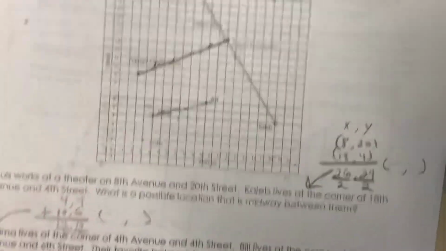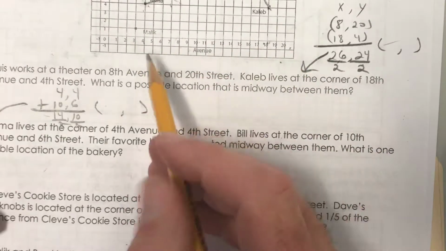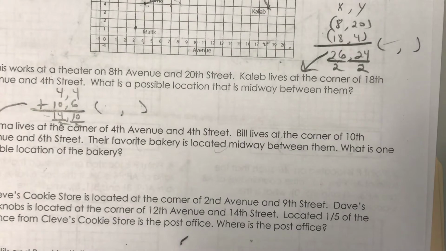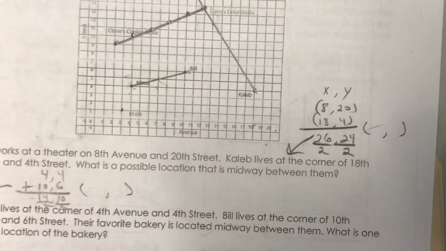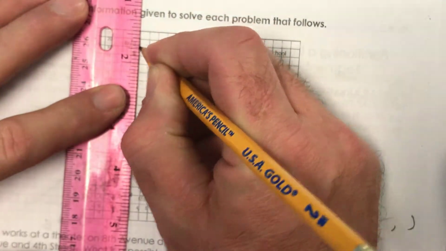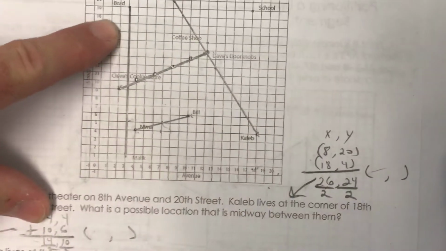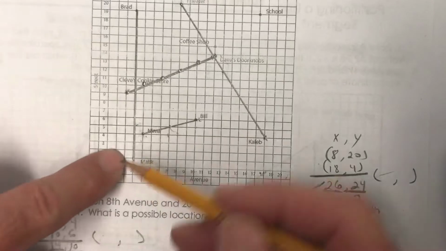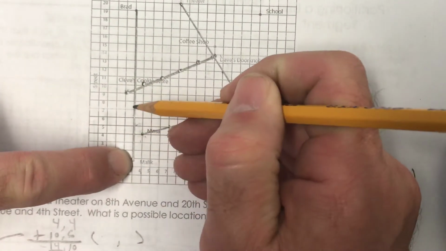Just like that. Okay. Malik and Brad both live on 3rd Avenue. Malik's there, Brad's up there. 2/3 of the distance from Malik's apartment to Brad's apartment is a marker. So 2/3 of the distance from Malik's to Brad's. Okay, so 2/3 the distance. So if we're going to go 2/3 from there to there, we're going to divide it into thirds, and we're going to go 2 of them.